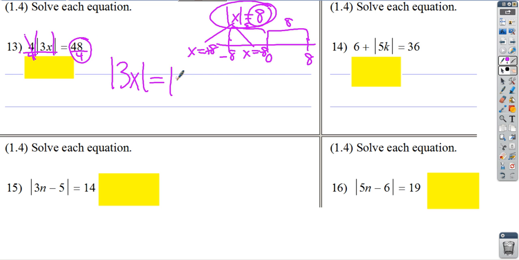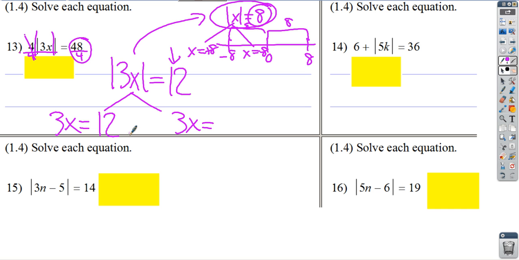48 divided by 4 is 12. Now it looks like this problem. Now we have nothing there except the absolute value. So we can split this off. And the question is, what are the two numbers, because there are two numbers that do this, what are the two numbers that are that far away from 0, that are 12 away from 0? And the answers are 12 and negative 12. So we'll divide both of these by 3. And 12 divided by 3 is 4, and negative 12 divided by 3 is negative 4. So that's why those two solutions are written.